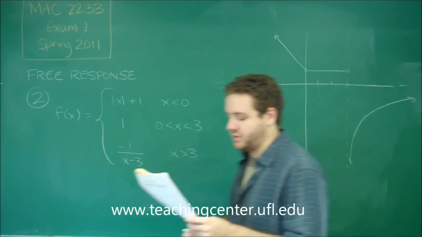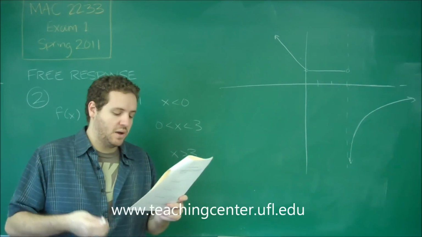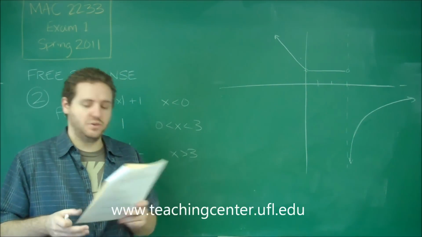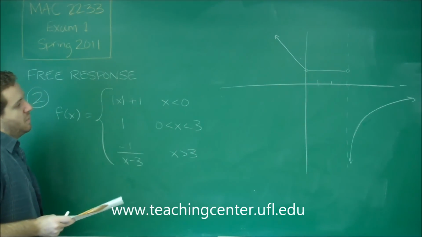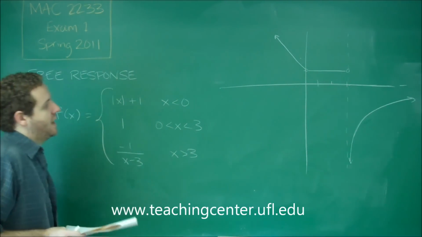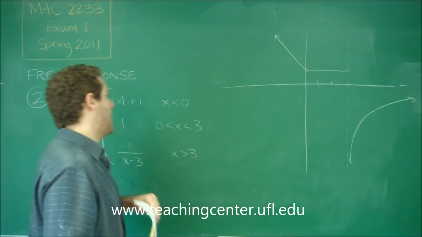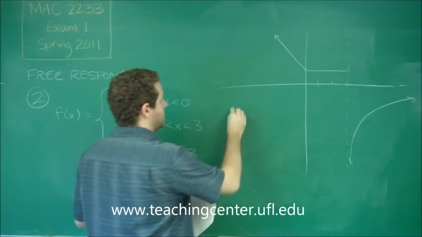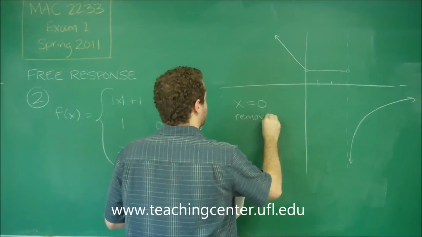So the next thing we want to do is for part C, just figure out which values it was discontinuous, are they removable or non-removable, and how you can redefine a removable discontinuity. So let's think about all the discontinuities. We have a removable discontinuity here at x equals 0. So x equals 0, removable.